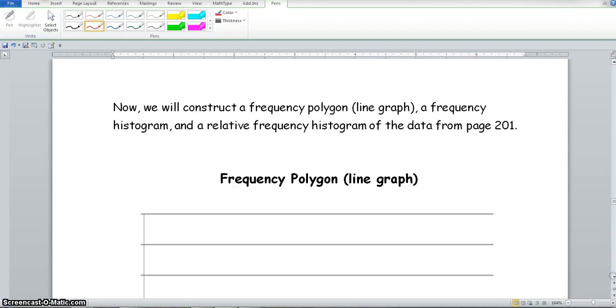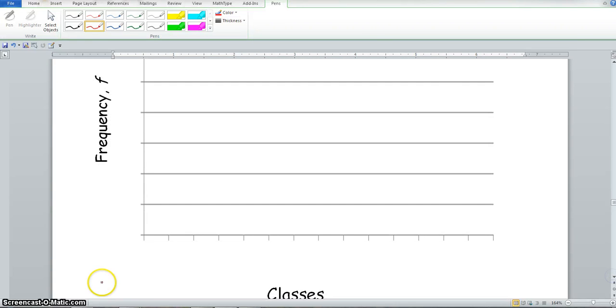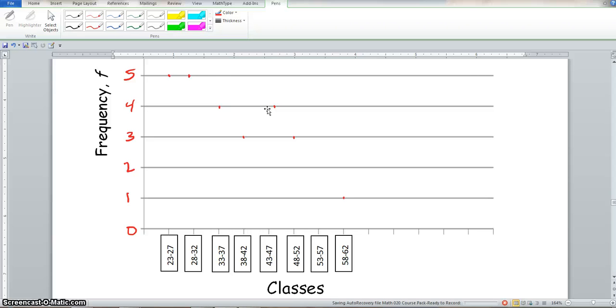Now, we will construct a frequency polygon line graph, a frequency histogram, and a relative frequency histogram of the data from page 201. Okay, class, as you can see, I took the time to construct this graph here. I have plotted the points. First, I put the classes down according to their class width, and then I put the frequencies down the side. Now I plotted the points, and we're going to do a line graph, so we will connect these points.